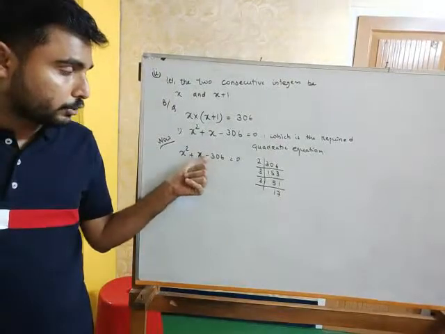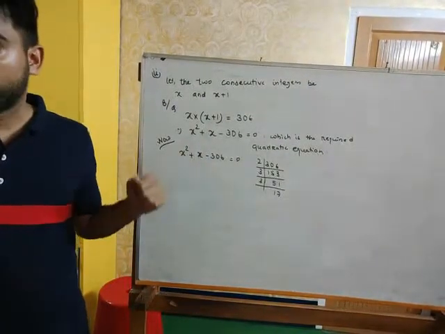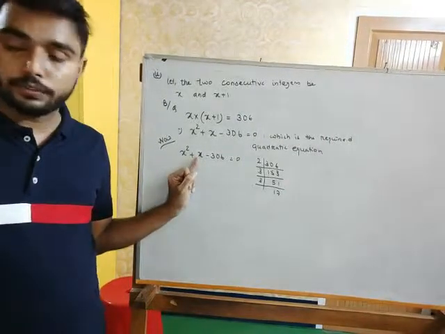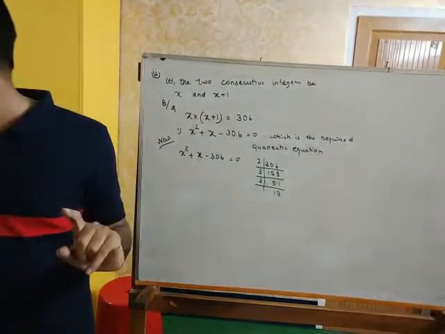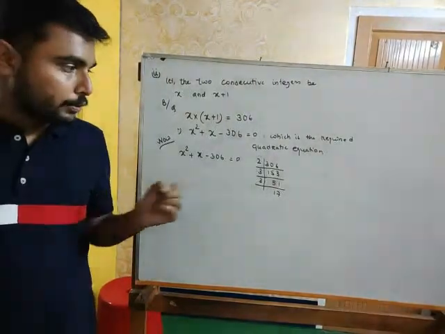And in front of 306 what is there? Minus. So the factors need to be subtracted in such a way that the difference is 1. Is it clear everyone? Did you get my point all of you?